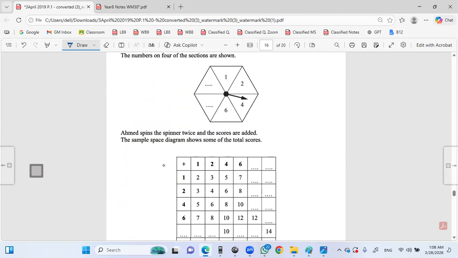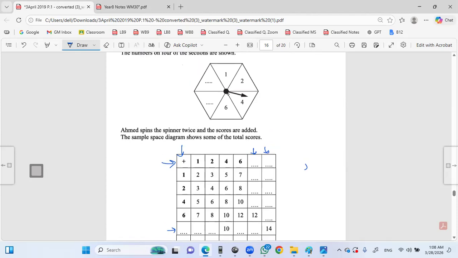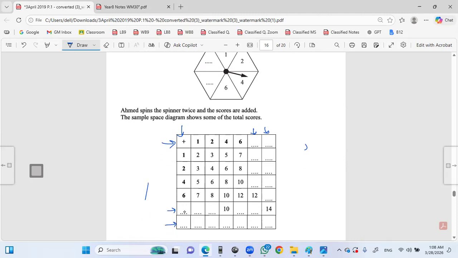Okay, so he spins it twice. One result is over here, and the result of the other is here. 1, 2, 4, 6. The other 2 numbers are missing. We don't know them, but I know that the number over here is the same as this, and the number over here is the same as this, because it's just one spinner. The 2 numbers that are missing over here are exactly the same as the 2 numbers that are missing over here.